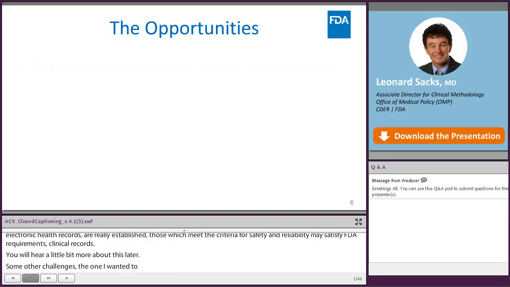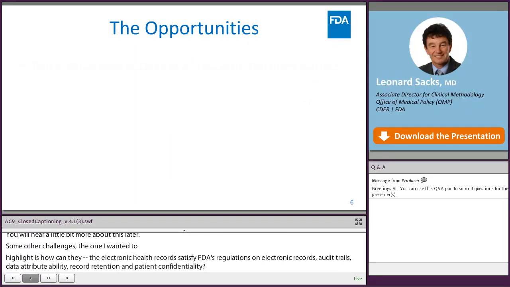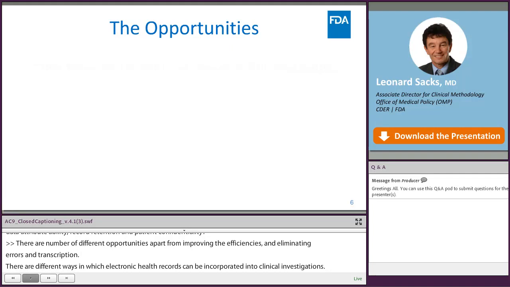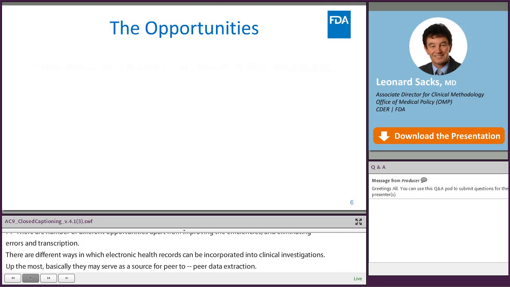There are a number of different opportunities apart from improving the efficiencies and eliminating errors in transcription. There are different ways in which electronic health records can be incorporated into clinical investigations. At their most basic level, they may serve as a source for pure data extraction, static data, like patient demographics, possibly concomitant medications and other long-term issues in the history.